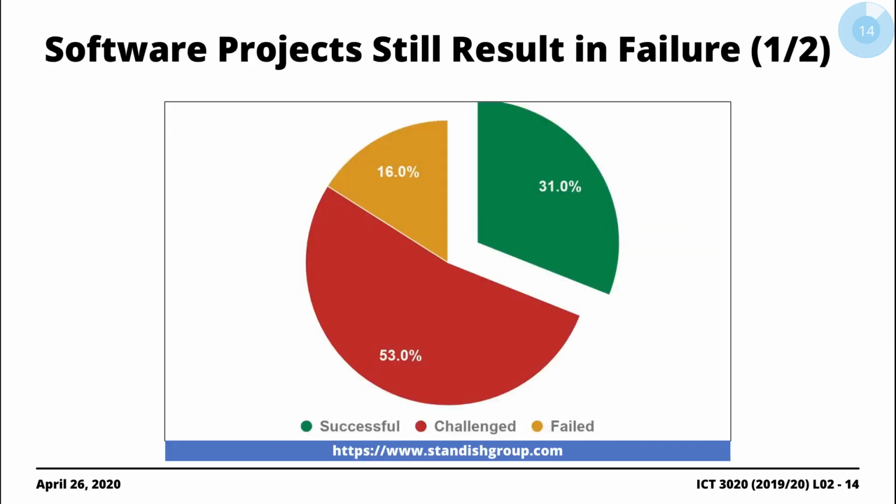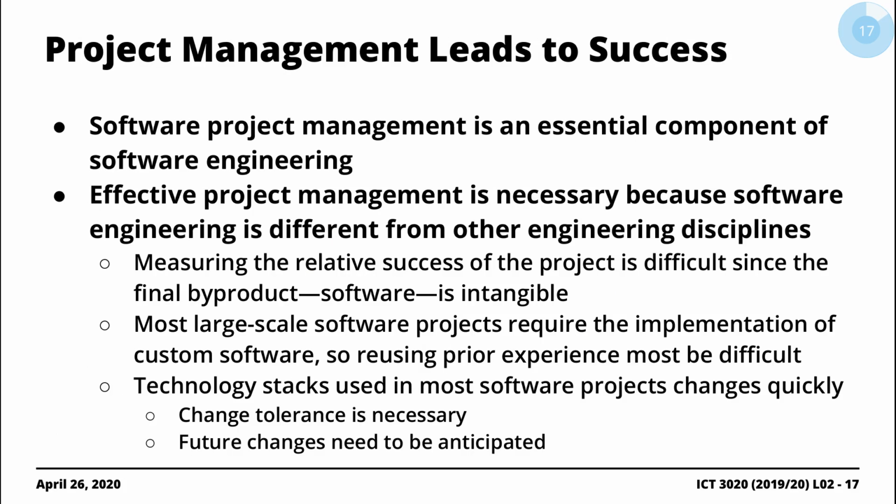Why? Well, the reason is simple, right? If you look at software and compare it with these traditional engineering disciplines, you immediately realize that it has certain characteristics that are not shared with these other disciplines, right? So it's of course intangible, right? It's not something that you can touch, right? And because it's intangible, it becomes difficult for you to measure progress, right?